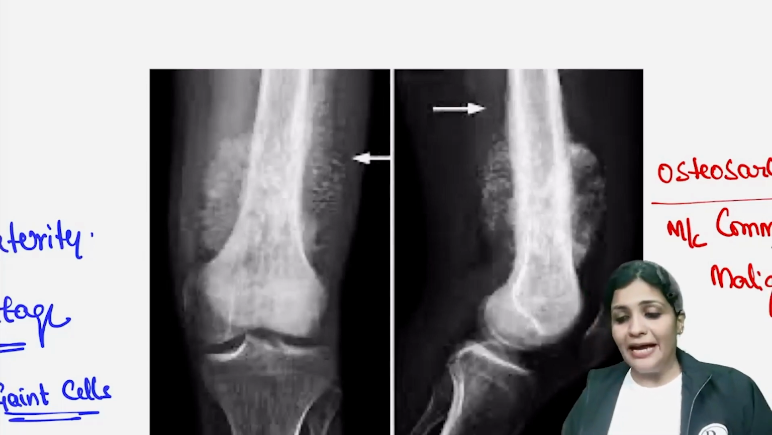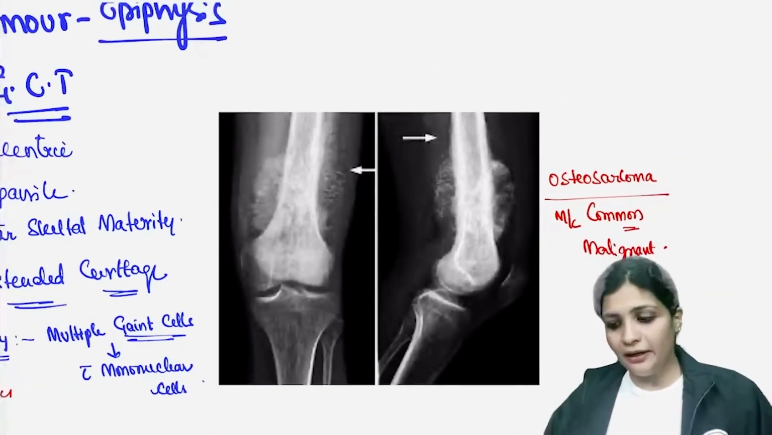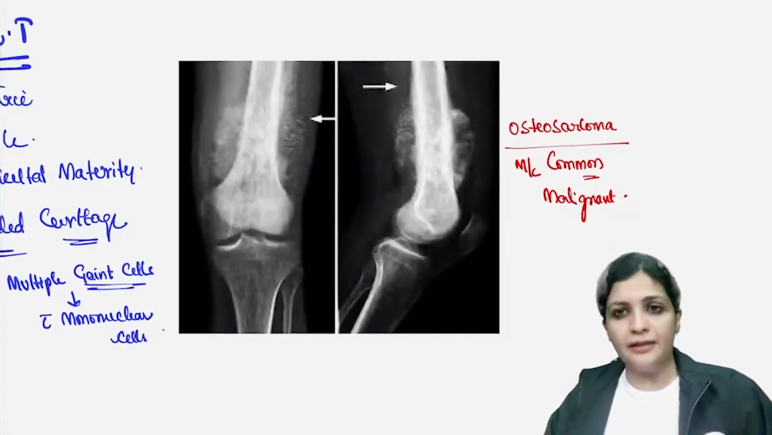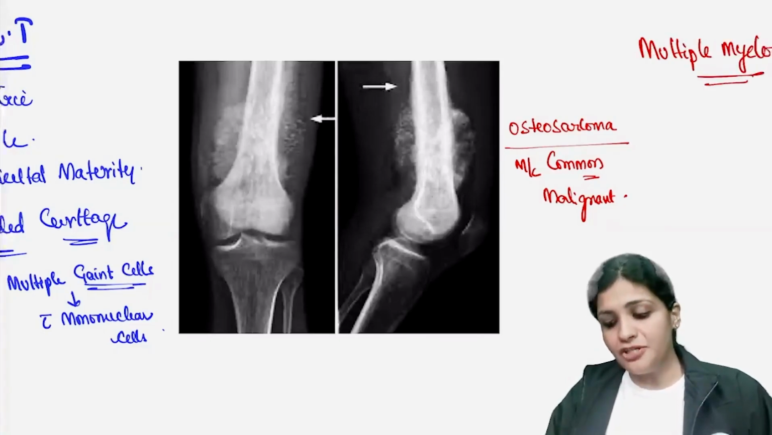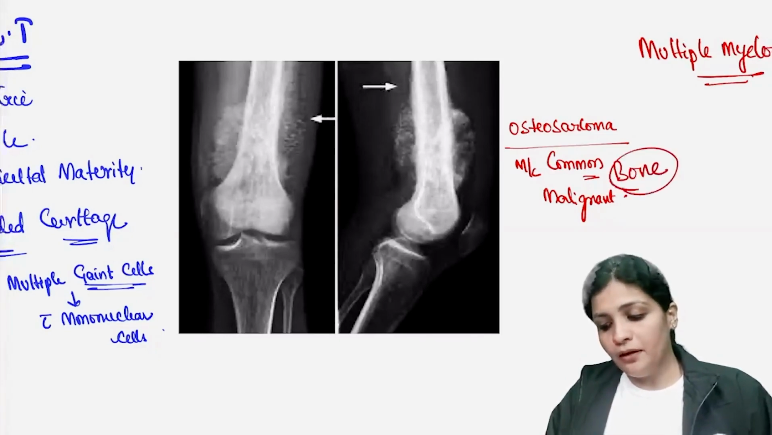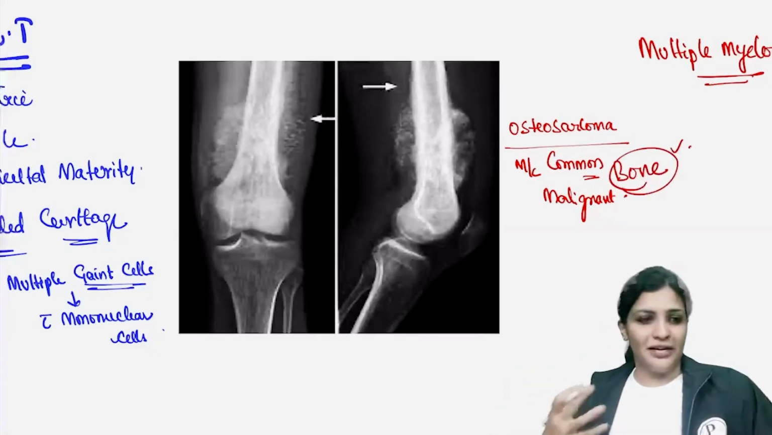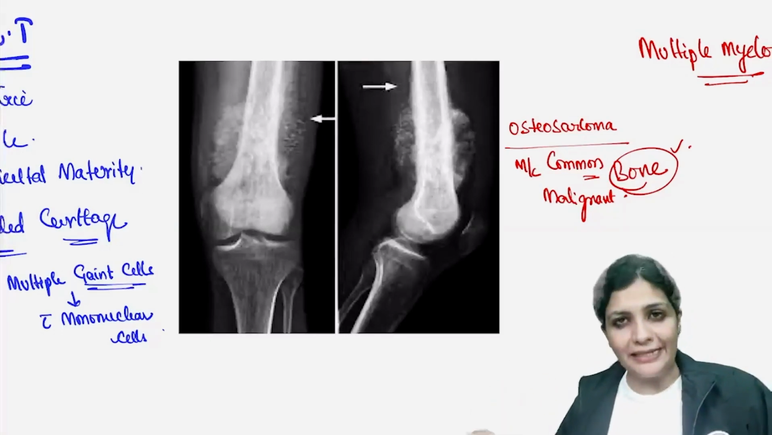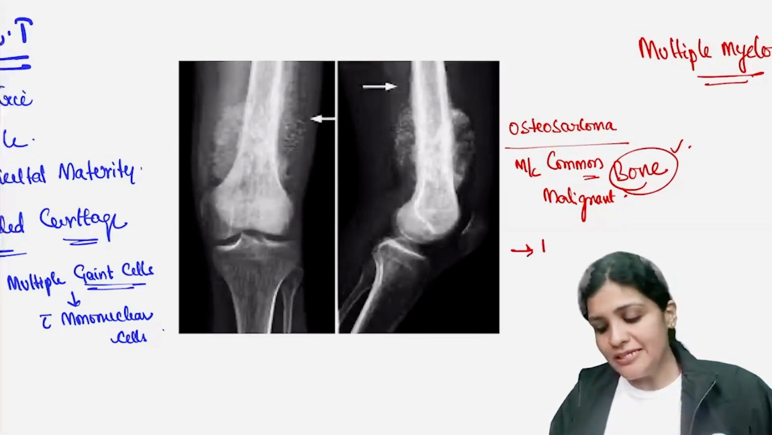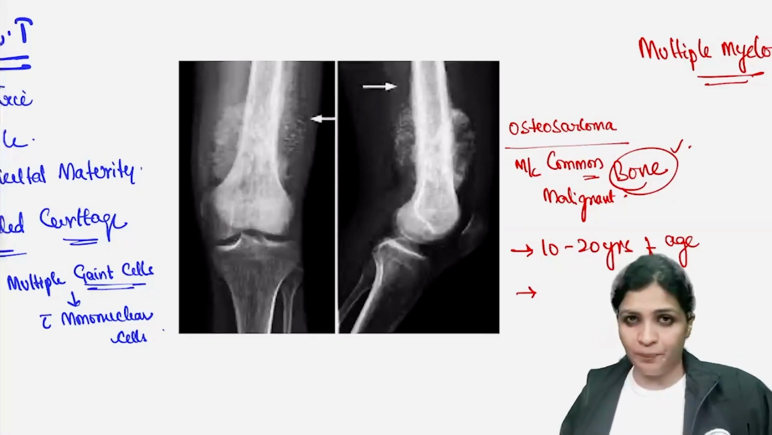But whenever somebody asks you the most common malignant tumor in the skeletal system, it is multiple myeloma. It is still multiple myeloma which is the most common, but when they specifically mention bone, multiple myeloma is something related to blood. So whenever it is bone, osteosarcoma is the most common malignancy, and it is usually seen in the 10 to 20 years age group.